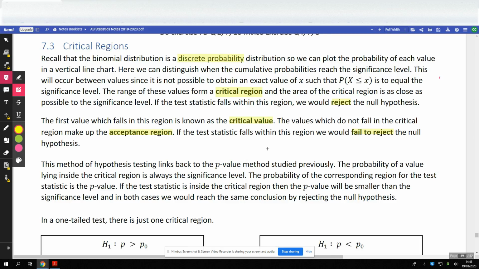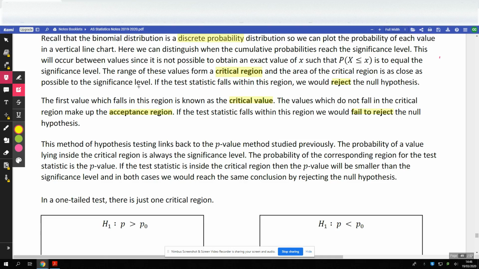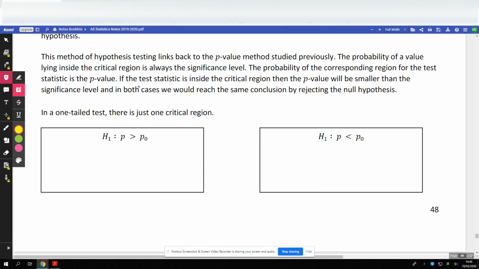We're going to use the significance level in order to work out what that critical region is. Again, the significance level will be given in the question, and that is giving us the probability of being in that area. So we're looking at very small probabilities, generally 5% is what we're working on.